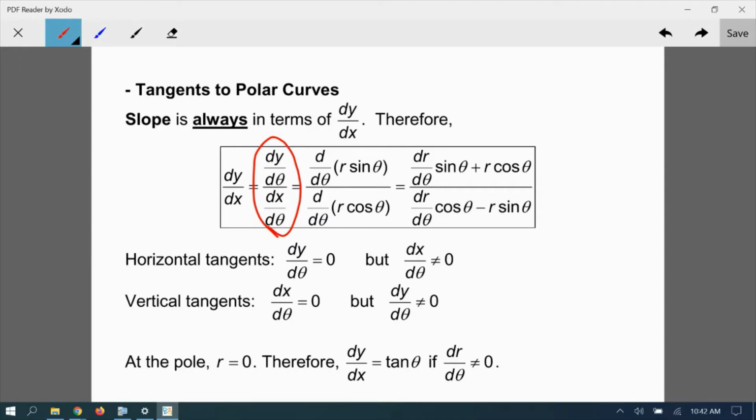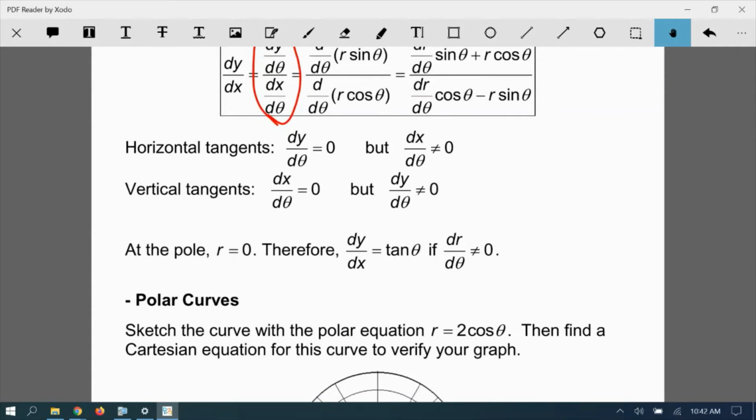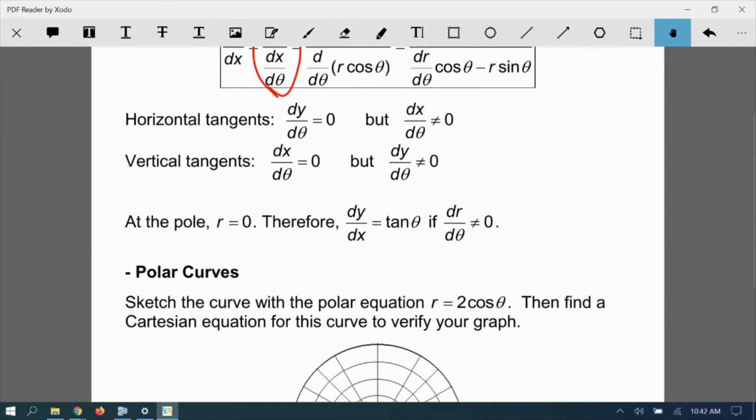Okay, so in addition to that here, we've got the same idea with horizontal tangents and vertical tangents. It's just a matter of, does the numerator need to be 0? Does the denominator need to be 0? And we have the same idea with when we see a 0 over 0 as before. When we see a 0 over 0, that's typically going to indicate a cusp in our graph.